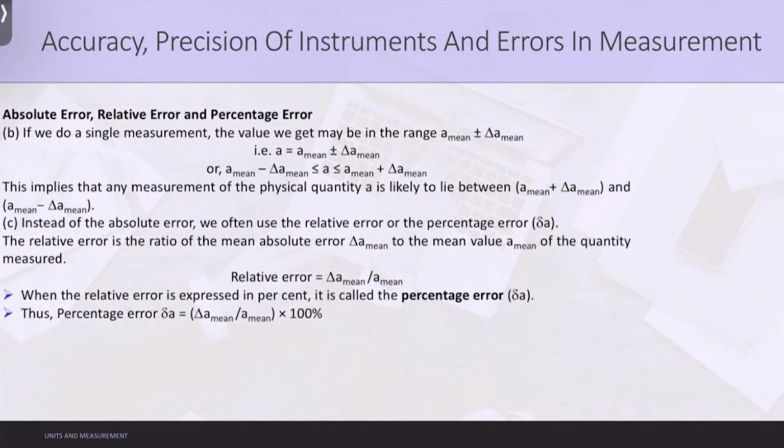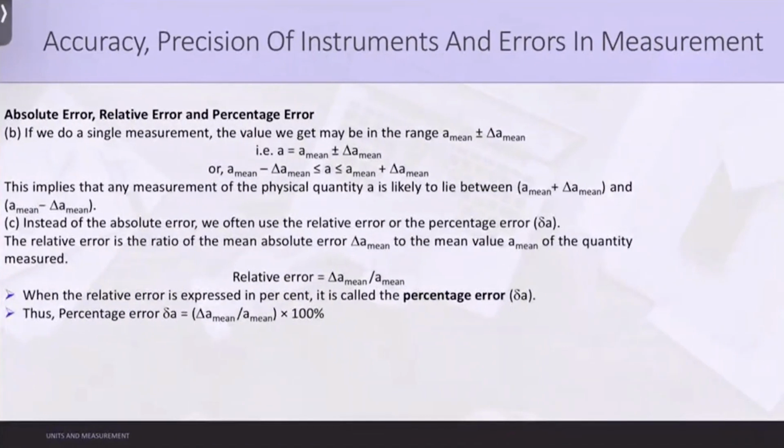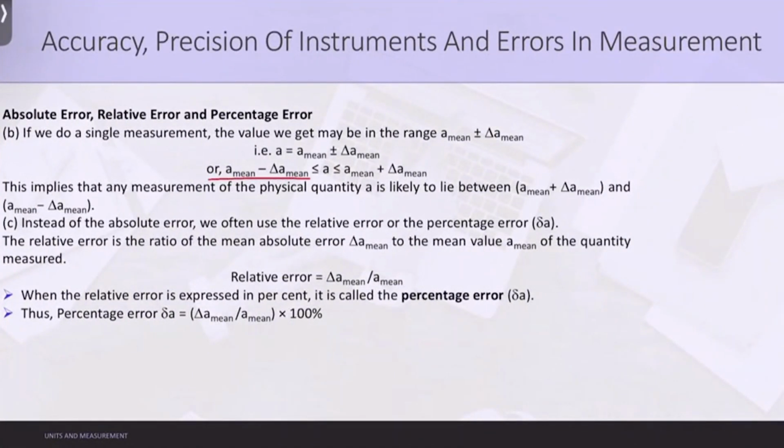Now, if we do a single measurement, the value we may get is in the range of A mean plus minus delta A. Quite evident. Anything which you will get will always be between A mean minus delta A mean and A mean plus delta A mean. This implies that any measurement of the physical quantity A is likely to lie between A mean plus delta A mean and A mean minus delta A mean.